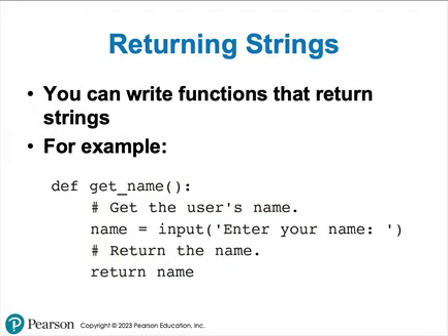So we've mainly been talking about returning numbers, that is integers and floating point numbers, but functions can return strings as well. So here's a function called get_name. When we call it, it's going to ask a person for their name, and then it's going to return that name to the calling program, that is wherever get_name was called from.